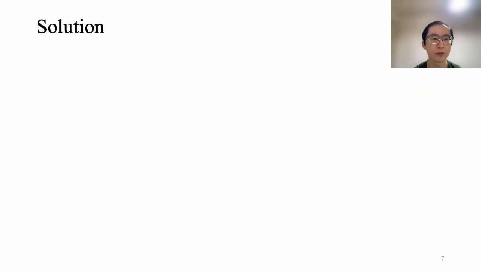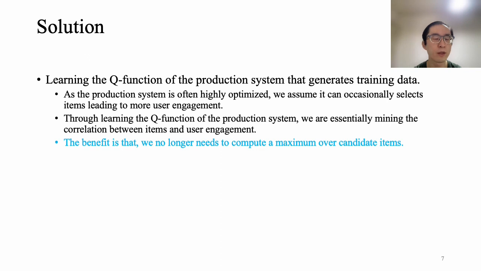Our solution is twofold. We propose to learn the Q function of the production system that generates training data. As the production system is often highly optimized, we assume it can occasionally select items leading to more user engagement. Through learning the Q function of the production system, we are essentially mining the correlation between items and user engagement. The benefit is that we no longer need to compute the maximum over candidate items, so we do not need to store the candidate items.